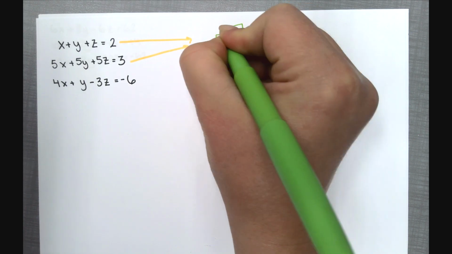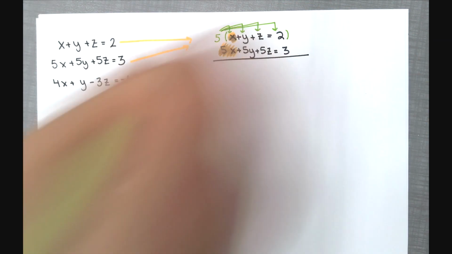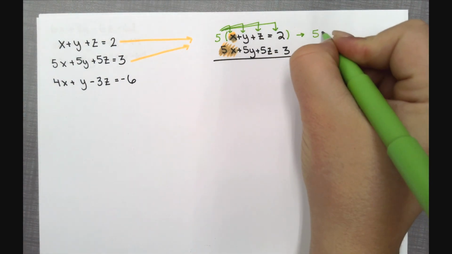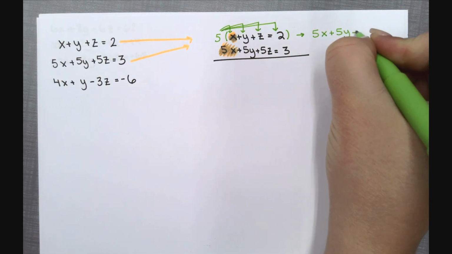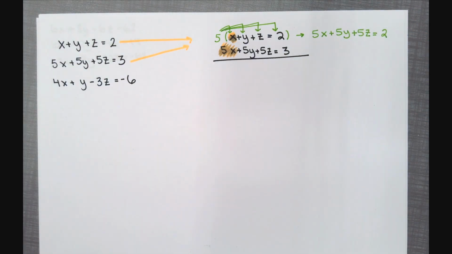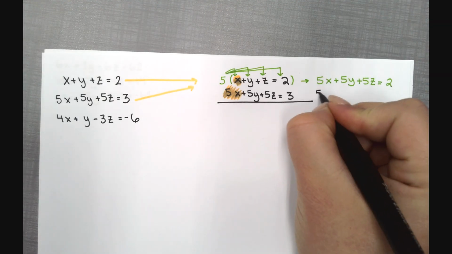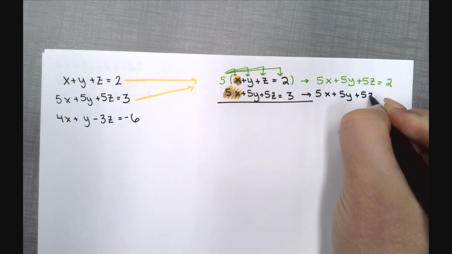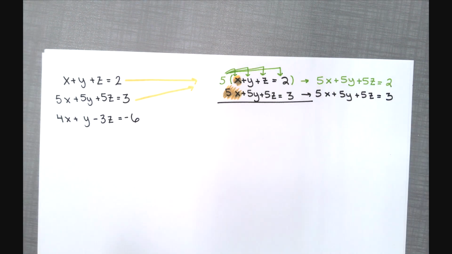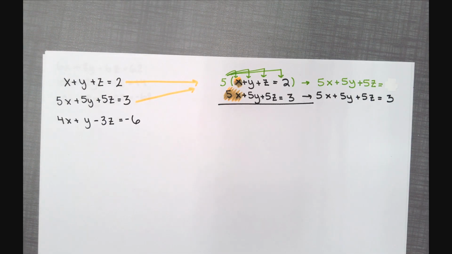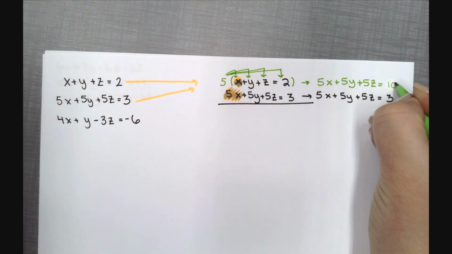Now here you can choose to multiply by negative 5 as well to make them opposites. I don't do that. So we have 5x plus 5y plus 5z is equal to 2. Down below we still have our original 5x plus 5y plus 5z is equal to 3. And I did notice I did not multiply that 2, so let's go ahead and multiply that 2 by 5, and that gives me a 10 here. Hopefully you caught that.